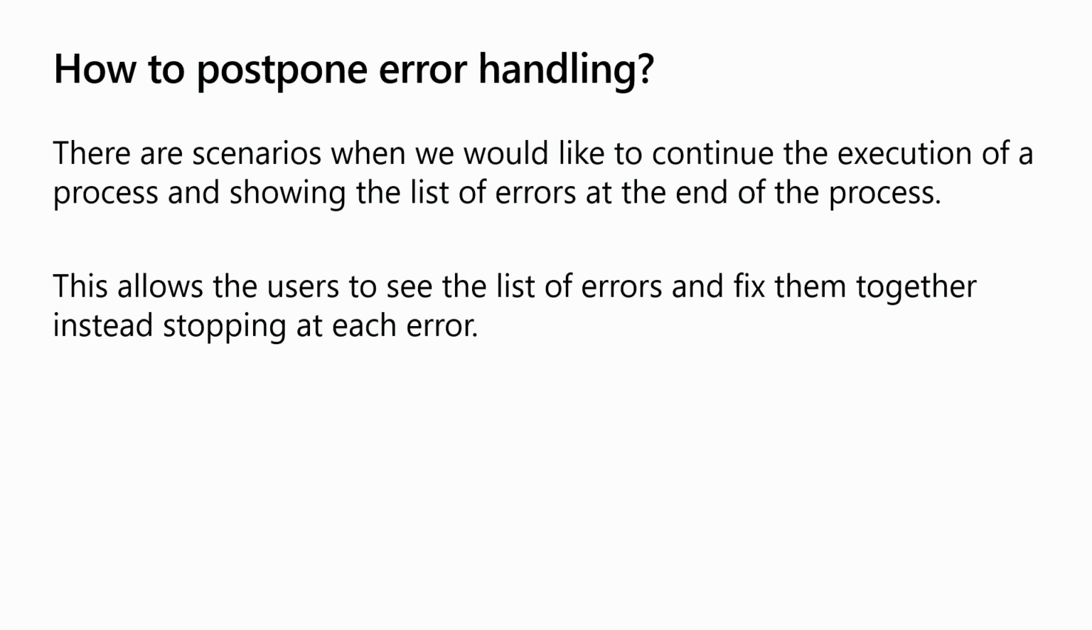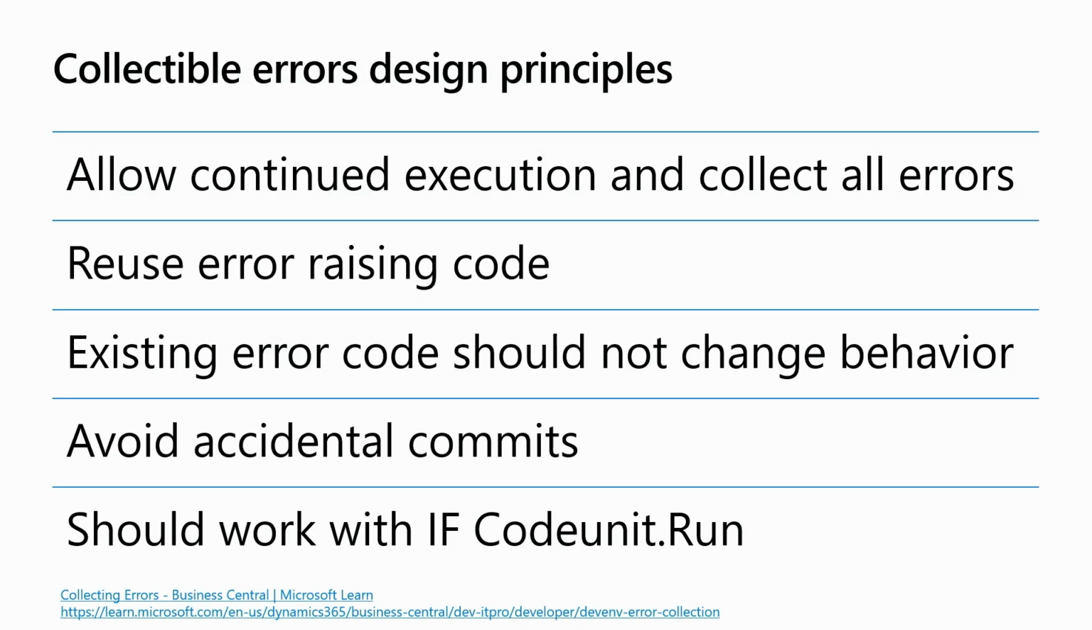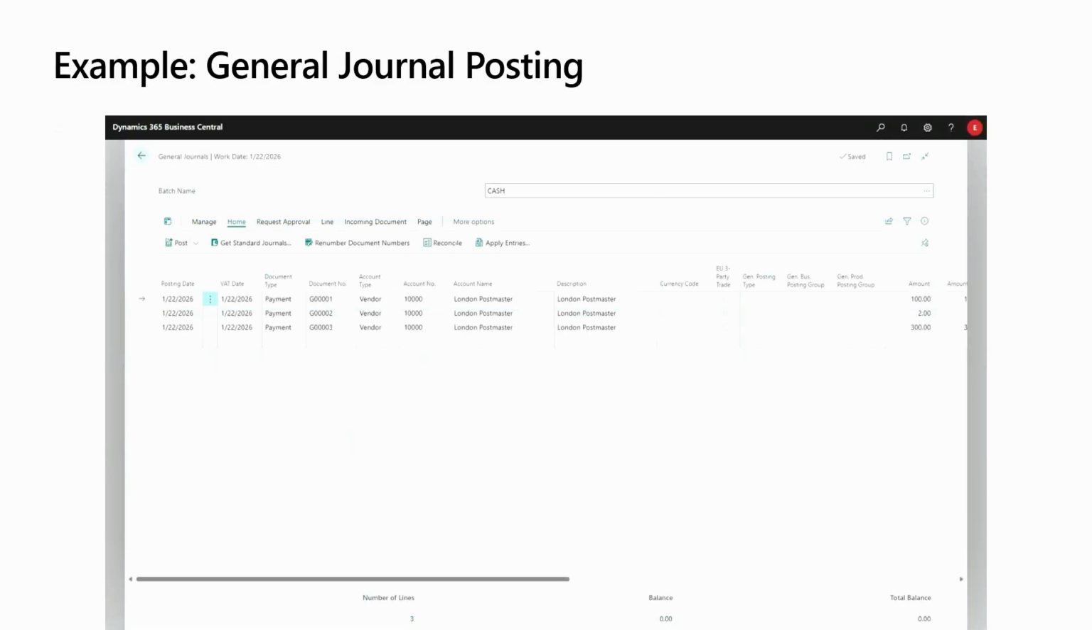Collectible errors is actually a pretty old feature. We did it in 2021, I think. It allows you to continue execution while you collect the errors, so you can postpone showing it and then show all of them together. Now, some of the design principles is what I just mentioned, and also you can reuse error raising code, so you don't need to do something special when you want to collect it. The existing error code should not change behavior, so if you're not collecting the errors, then it'll still error out as you normally would. And it was definitely a goal to make sure that the if code unit runs worked as it used to and avoid accidental commits. But let's take a look at how we build it in the product.